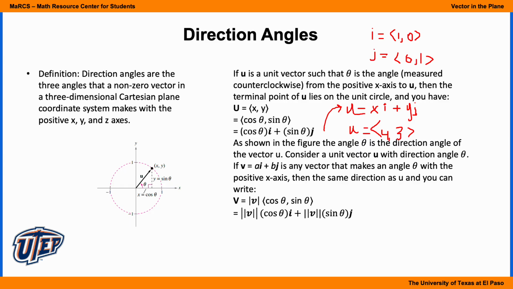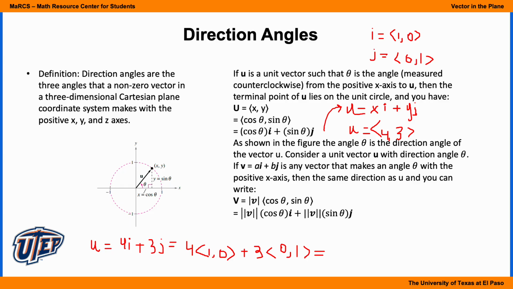So for example, if we're given the vector u has components 4, 3, then that is the same thing as saying u is equal to 4 times i plus 3 times j. And that is the same thing as doing 4 times the i unit vector, 1, 0, plus 3 times the j unit vector, 0, 1. So 4 times 1, 0 is 4, 0, and 3 times 0, 1 is 0, 3.